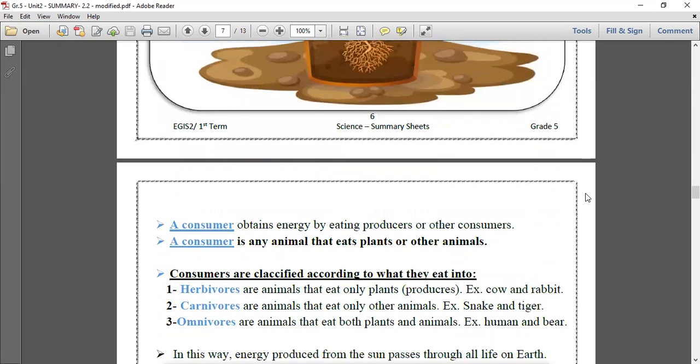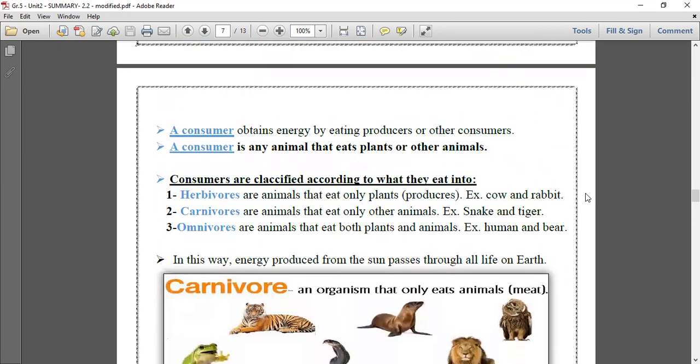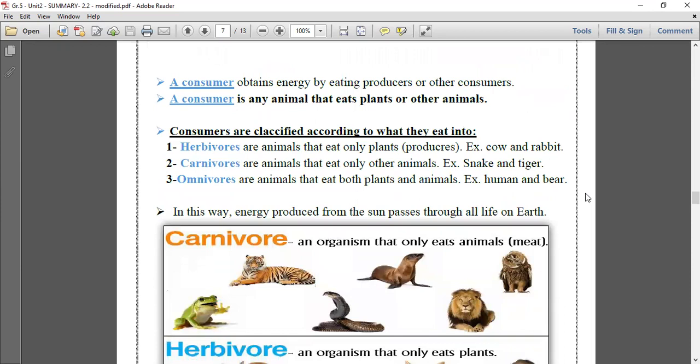Then let's move to the next page. As we said, animals and humans cannot make their own food. They consume other organisms to get the energy that their body needs, so they are called consumers. A consumer is any organism that obtains energy by eating producers or other consumers. Again, a consumer is any animal that eats plants or other animals. So it can eat plants, or other animals, or both.